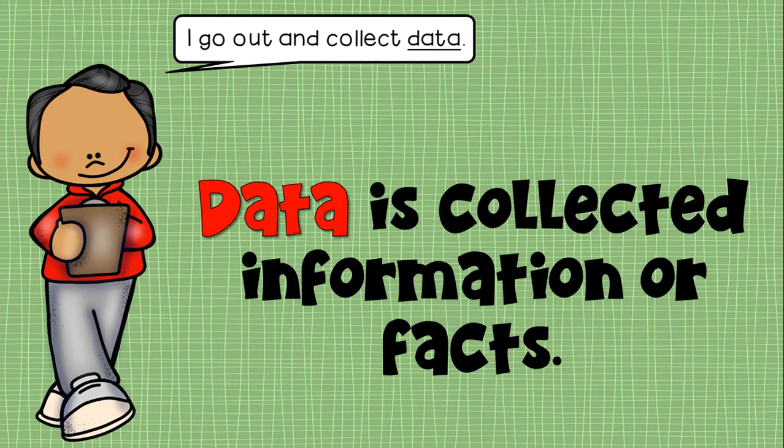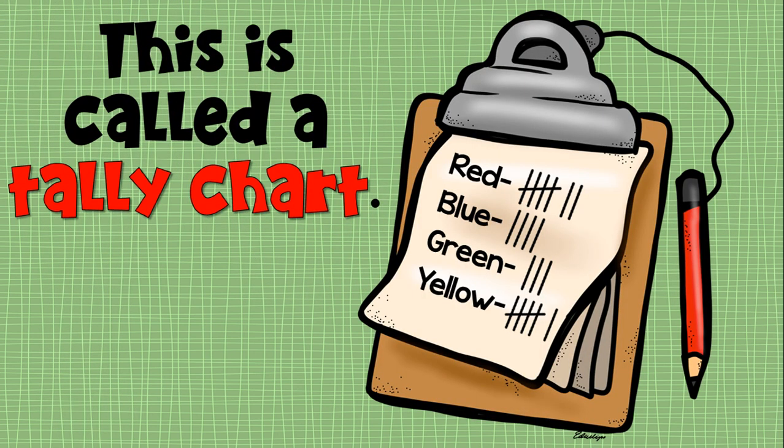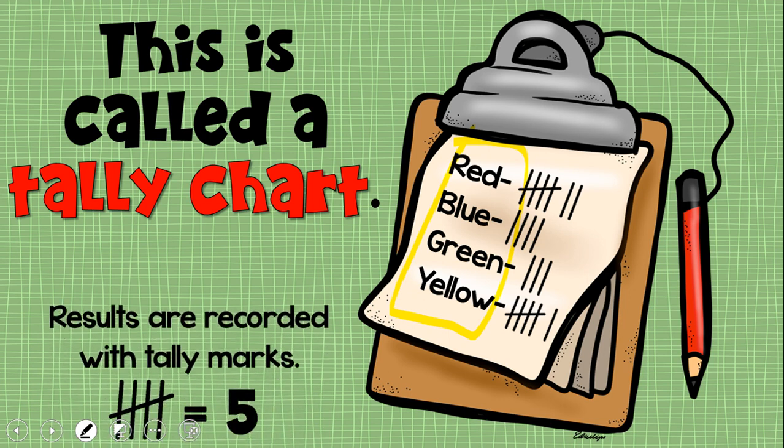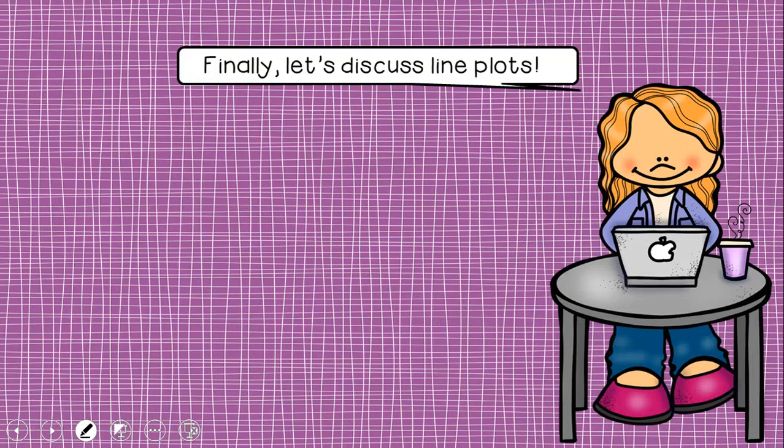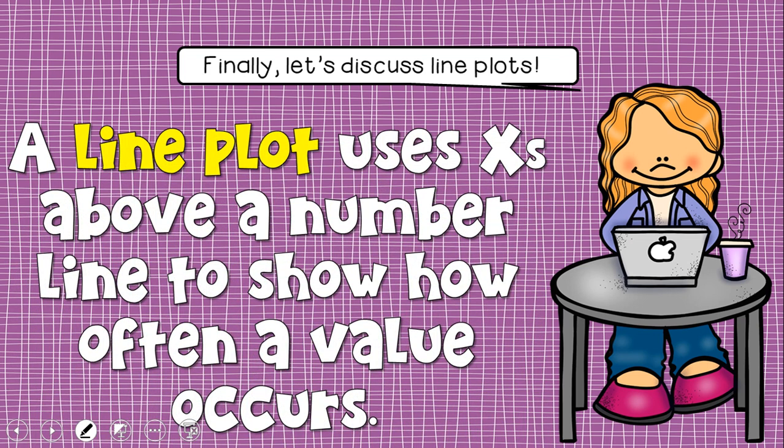So remember that data is collected information or facts, okay? And we've talked about tally marks, okay? Remember that we have our list, okay? That's how we collect data. We have a list and we have our tally marks. And remember that these ones are 5 and everything else is 1, okay? So when it's a straight line, it's 1. And when it's more, it is 1, 2, 3, 4, 5, okay? So that's tally marks.